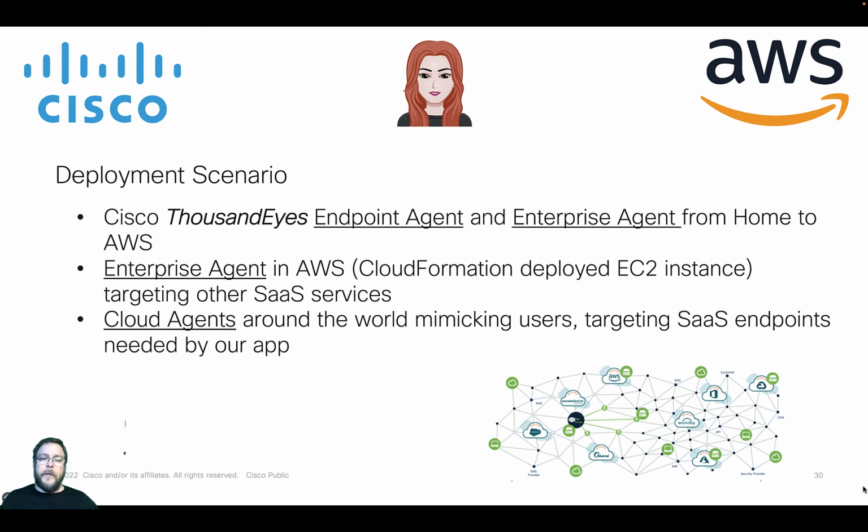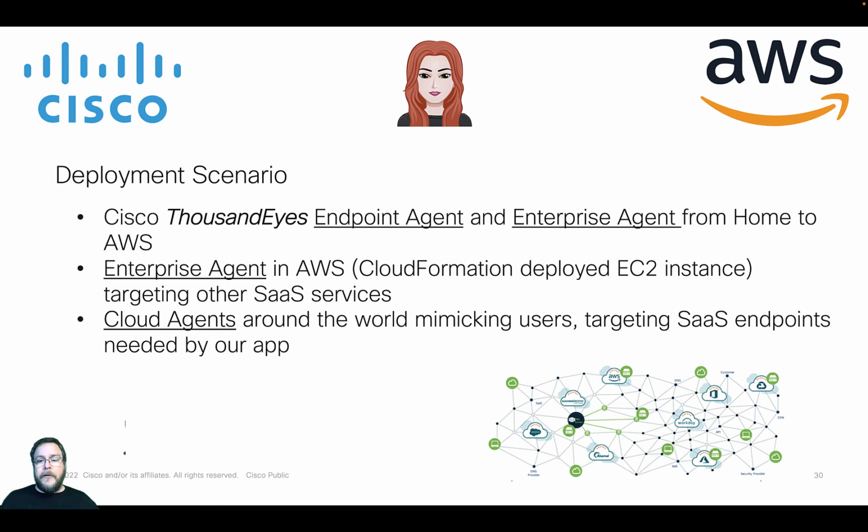So her deployment is going to look like these scenarios. First, we're going to have the Cisco ThousandEyes endpoint agent embedded into Grace's browser so that she would have a perspective of going from her home and her browser out to those SaaS services that she uses like GitHub and Docker Hub.